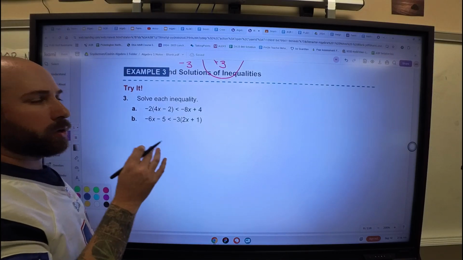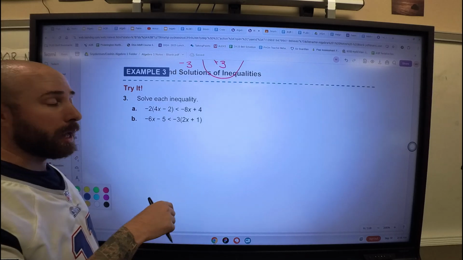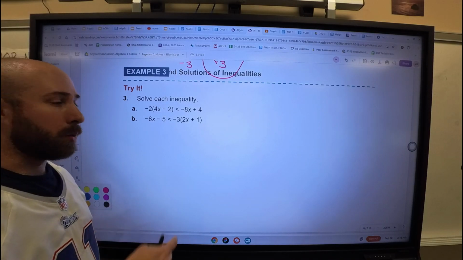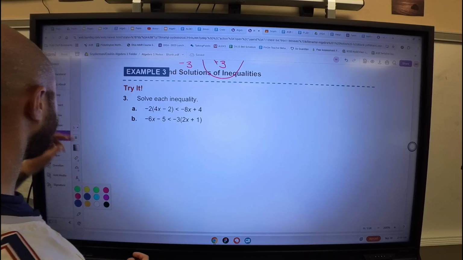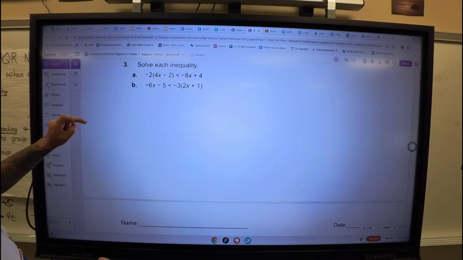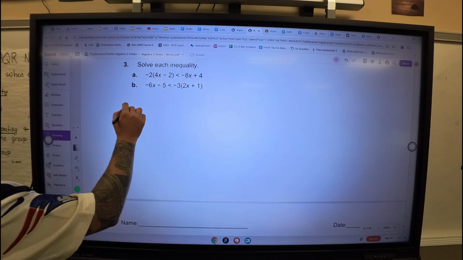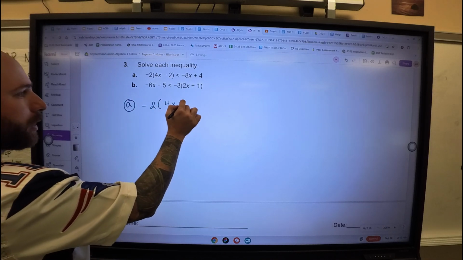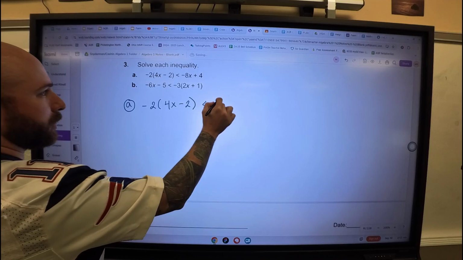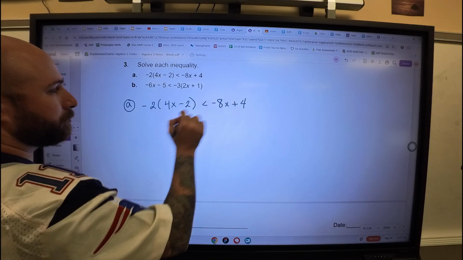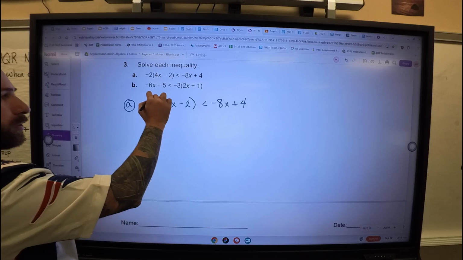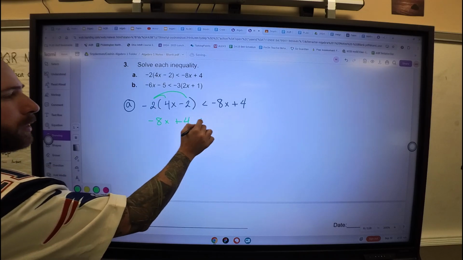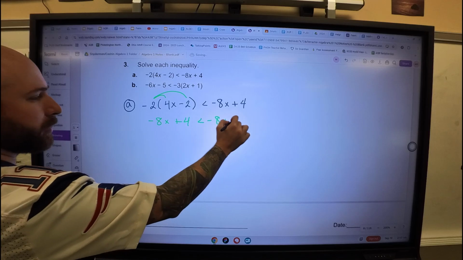Now, we also have situations just like we did last week with solving equations where we can have no solution or infinite solutions. So let's take a look at question 3, part A. Negative 2 times 4x minus 2 is less than negative 8x plus 4. Let's distribute on the left side to give us negative 8x plus 4 is less than negative 8x plus 4.